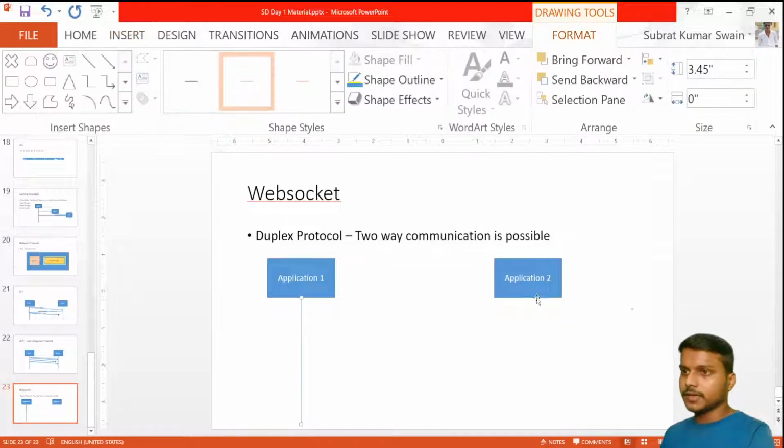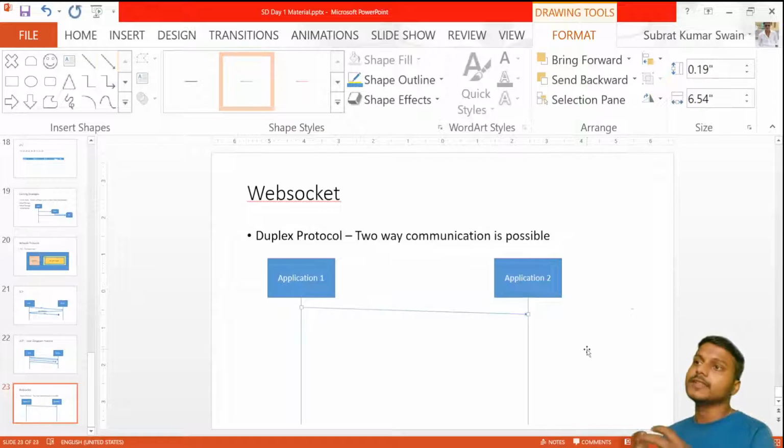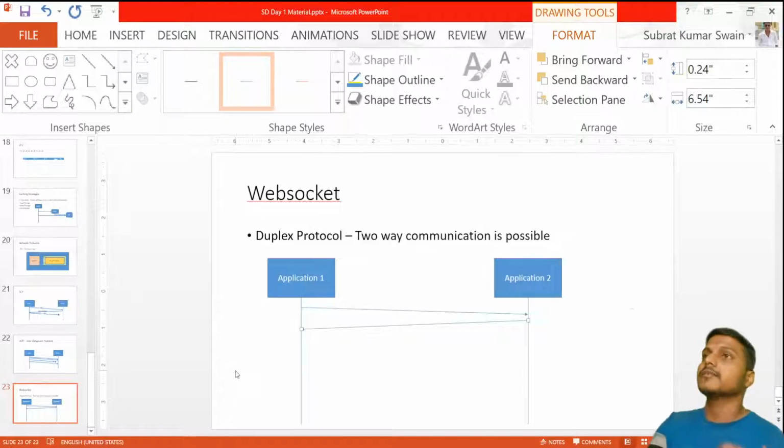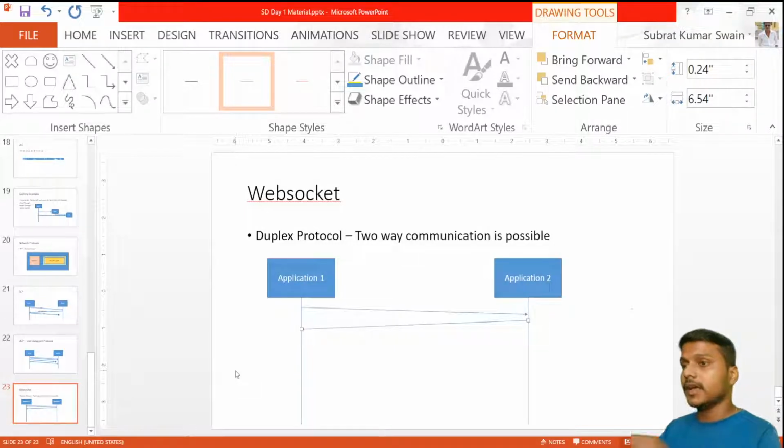So I'll just bring this timeline again. Fine. So what happens exactly? First of all, the connection will be established between application one and application two, with a request. Application one is requesting some data, and application two sends back the data. Then the connection is closed. Normally, if you don't use WebSocket, this is what happens.